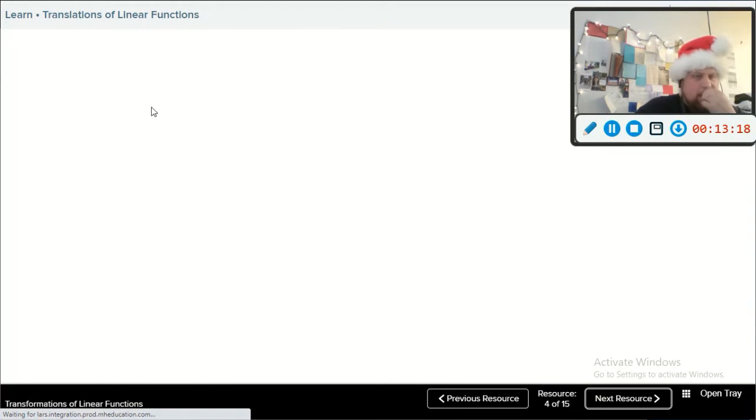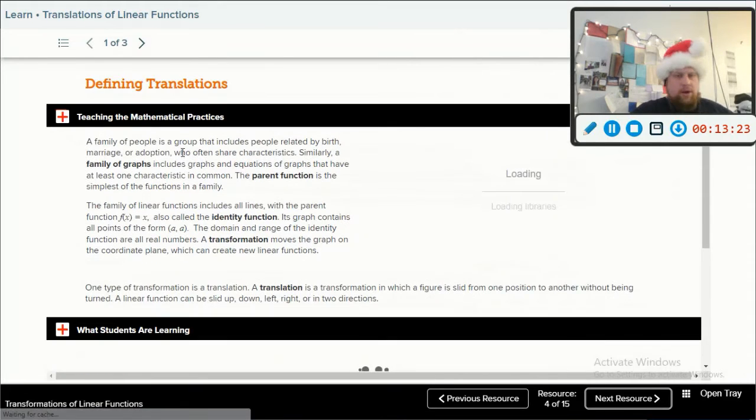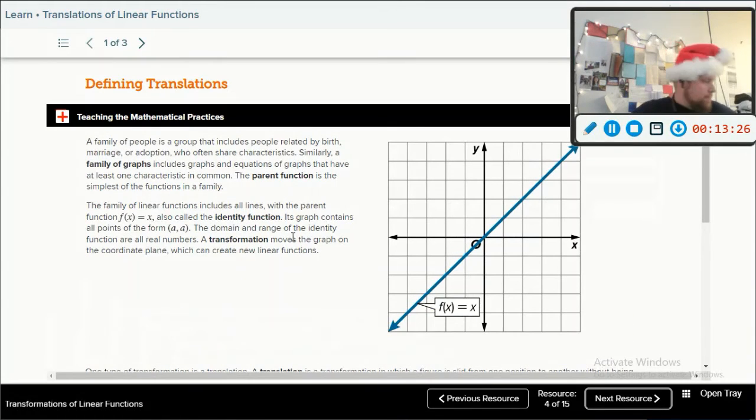So translations of linear functions. We're going to add in another couple of vocab words. We're going to fill them in now. Pause it if you need to. We're going to talk about a family of graphs, which includes graphs and equations of graphs that have at least one characteristic in common. The parent function is the simplest of the function family. The family of linear functions includes all lines with the parent function f of x equals x. That's why I labeled it above our transformations. F of x equals x is the parent function, because any other linear function that comes from that is just a transformation of the parent.